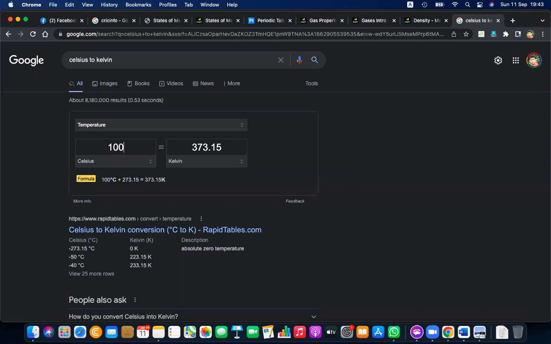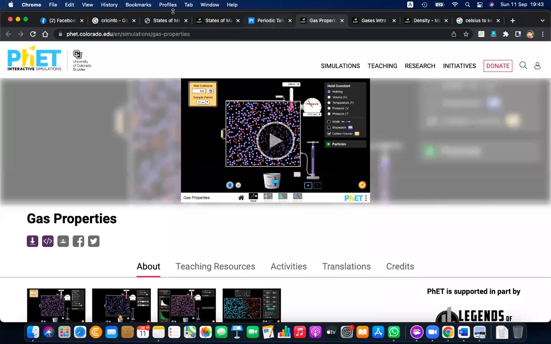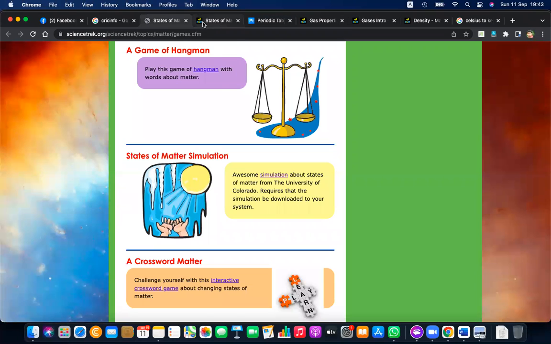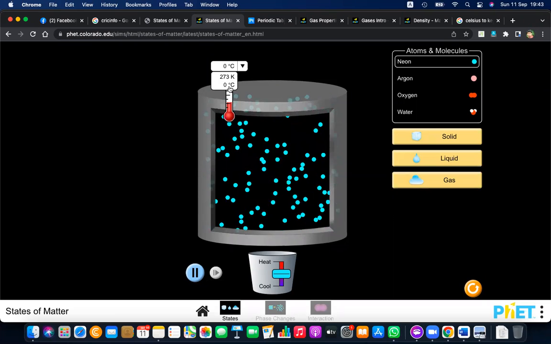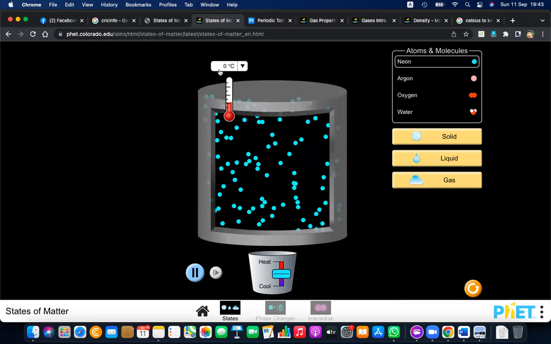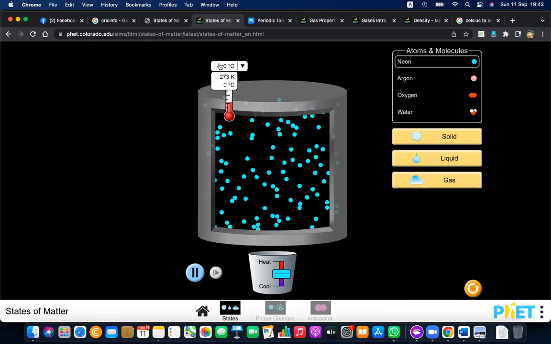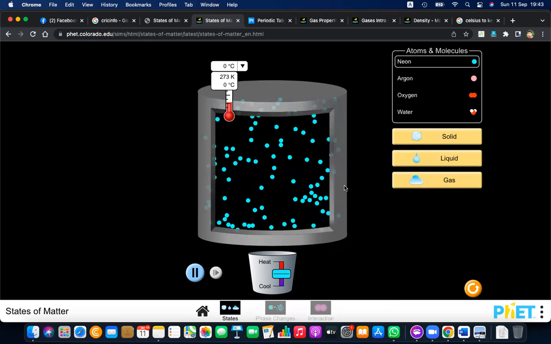Anyway, at room temperature, you can see this neon is a gas in the room. That's my simulation. Neon is a gas at room temperature. This is not even room temperature. 0 Celsius is not room temperature. You have to increase this to 25. So anyway, it is acting as a gas.